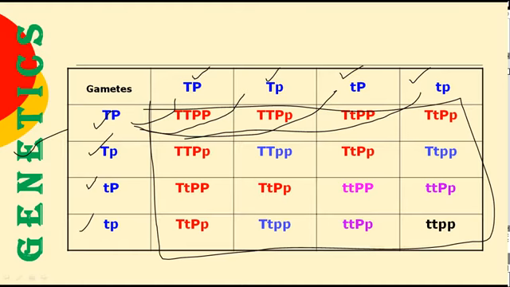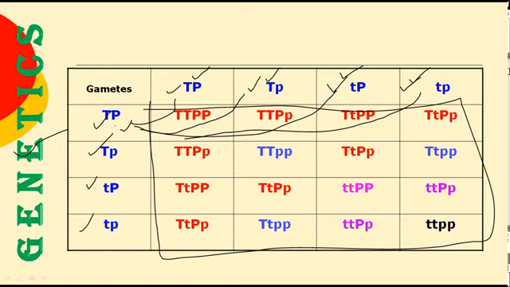Now compare. This will combine with this. These two are combined, so capital T capital T, capital P capital P. When combination is with this, capital T capital T, capital P small p. When combination is with this, capital T small t, capital P capital P, and finally capital T small t, small p small p. Now see the entire chart.